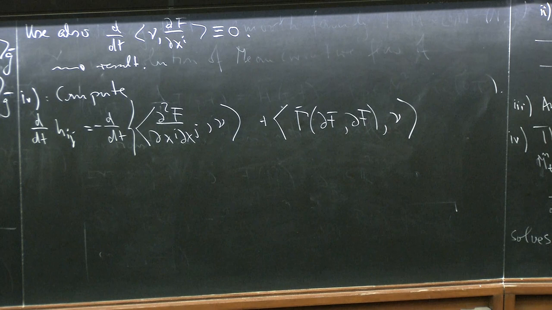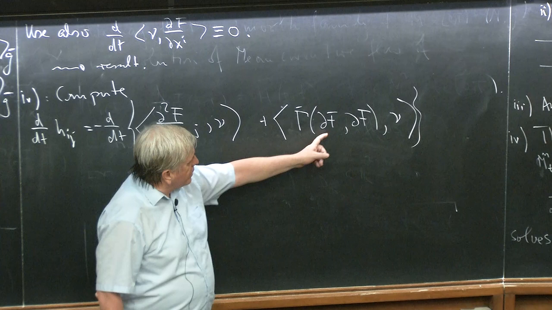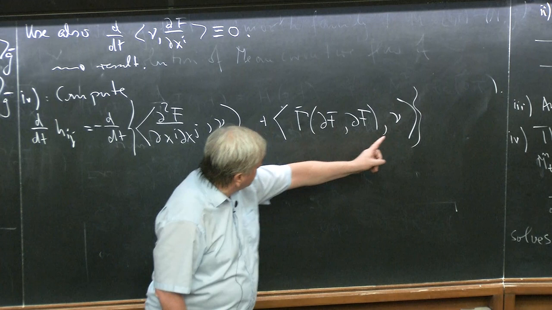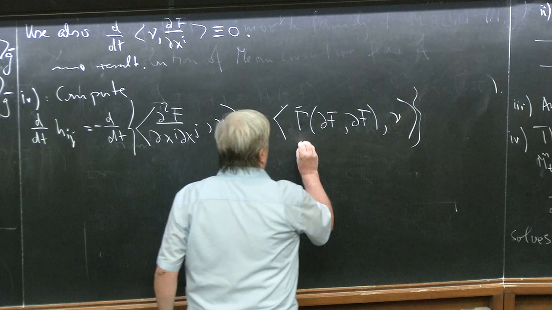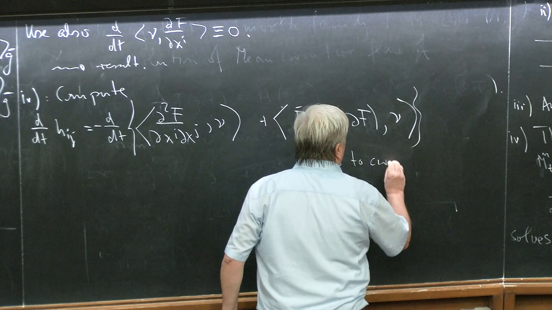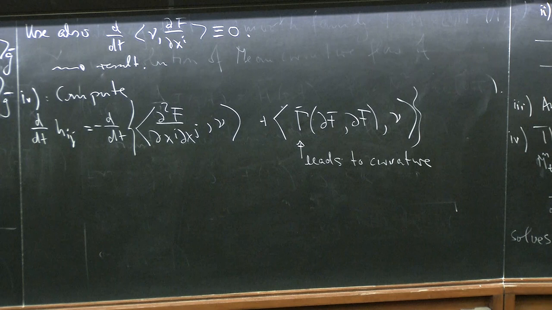And when you do this computation here, you again do the trick I told you about. For example, it looks horrible that you have to compute this, but here you don't have to differentiate df because this is zero. Don't have to differentiate that. Don't have to differentiate that. You just differentiate gamma bar. And the gamma bar term leads to the curvature term. So that leads to this term in the equation.